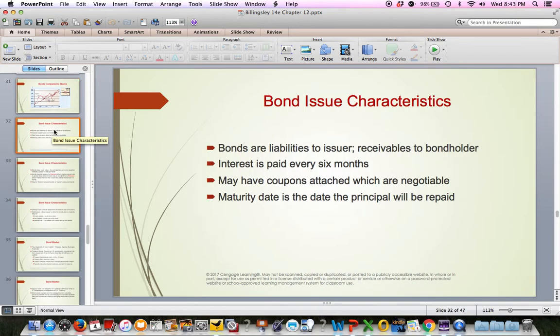So, bond characteristics. Bonds are a liability to the issuer and a receivable to the bondholder. If you buy a bond, the company or government you bought that bond from now owes you principal. It's just like a loan. You lent money to a company or a government, and now they need to pay you back along with interest. Interest is typically paid every 6 months. The coupon rate is the interest rate that's paid, and the maturity date is when the bond matures and the principal is due.